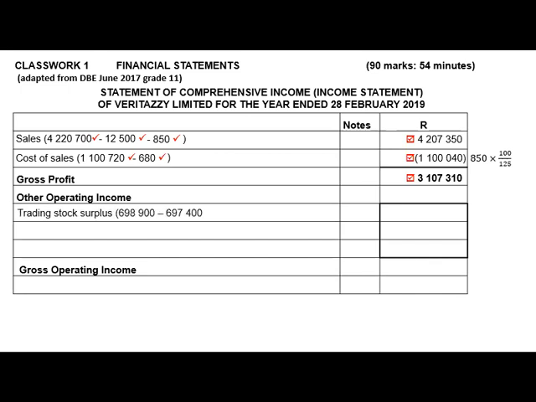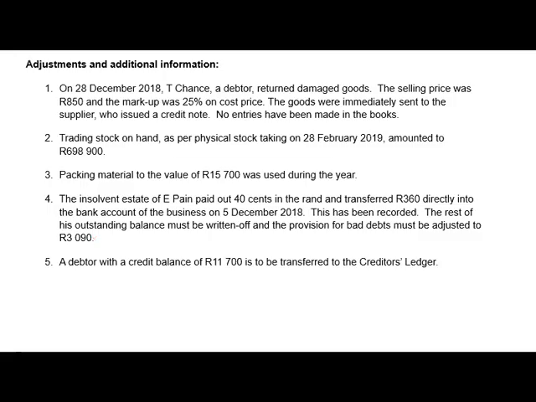Then you're going to calculate your trading stock surplus, which is the 698,900 minus 697,400. Your trading stock surplus will be 1,500. I did explain why it is a surplus. Done with adjustment 1. Done with adjustment 2.